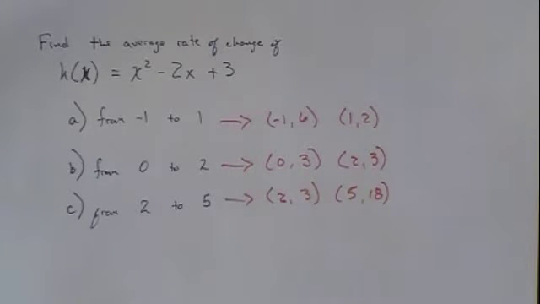So when we plug in -1 for x, we find that h of -1 is equal to 6, and when we plug 1 in for x, we find that h of 1 is equal to 2. So that gives us our first 2 points, and then we can find the average rate of change in between those 2 points. From 0 to 2, h of 0 equals 3, and h of 2 equals 3. And for our values from 2 to 5, h of 2 equals 3, and h of 5 equals 18. So now we can find the average rate of change between these points.